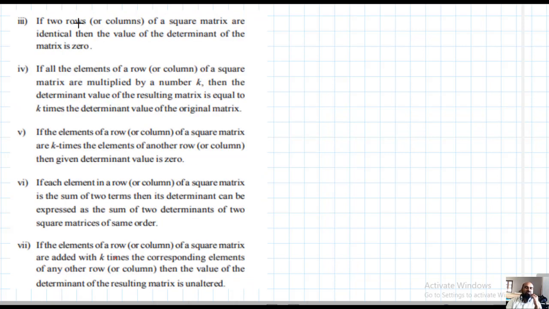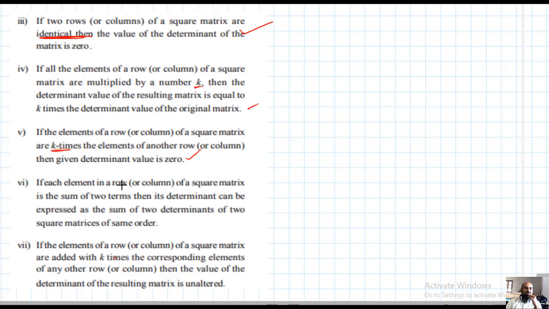Next, if two rows or columns of a square matrix are identical, then the value of the determinant of that matrix is 0. If all the elements of a row of a square matrix are multiplied by a number k, then the determinant value of the resulting matrix is k times the determinant of the original matrix. Number 5, if the elements of a row or column of a square matrix are k times the elements of another row, then the determinant value is 0.